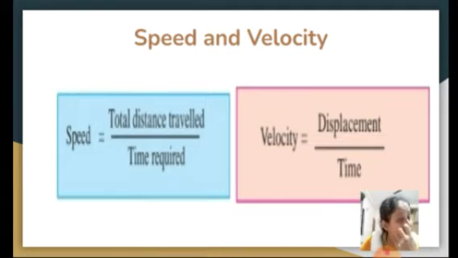So that means here we are talking about direction also. And which quantity has direction? It is nothing but the displacement. So displacement has both magnitude and direction. Therefore, velocity is related to displacement. And in simple manner, the formula of velocity is displacement upon time.